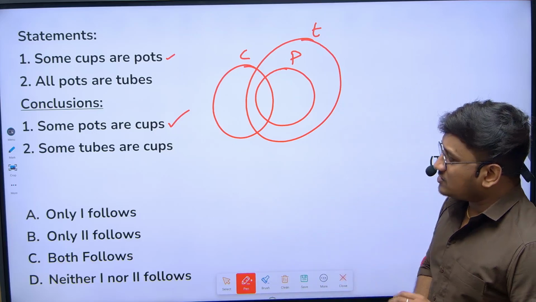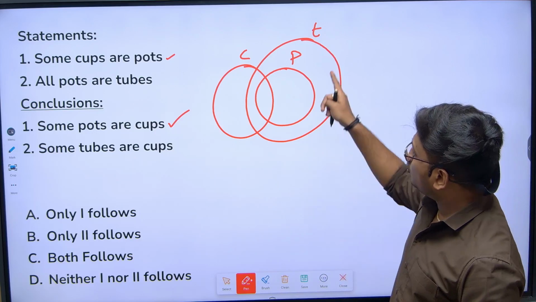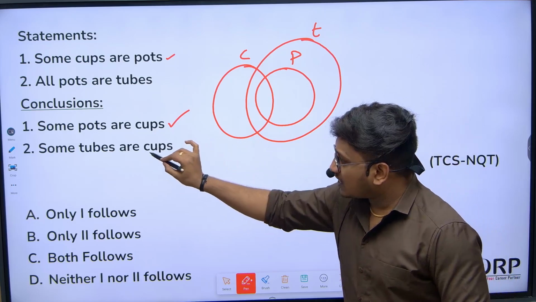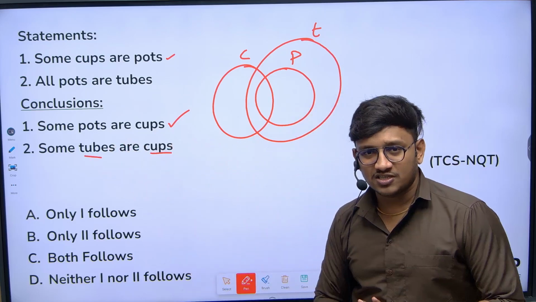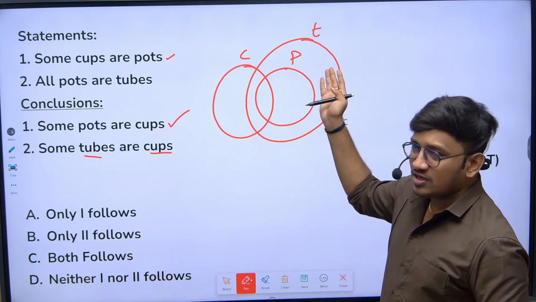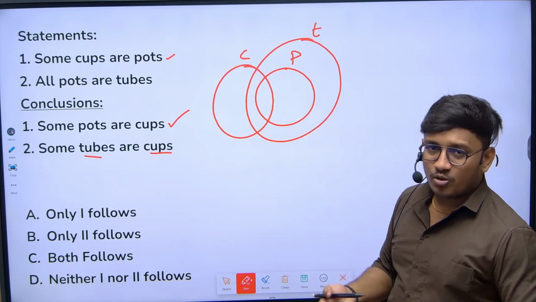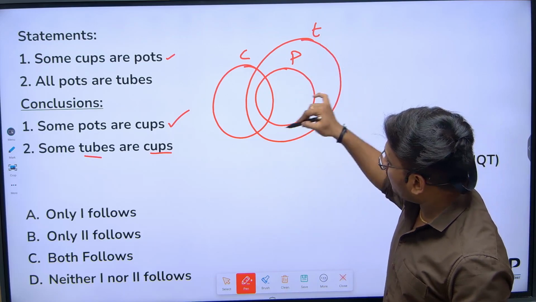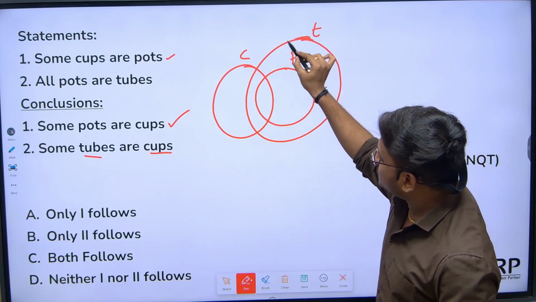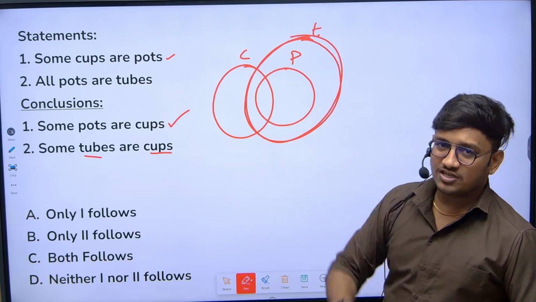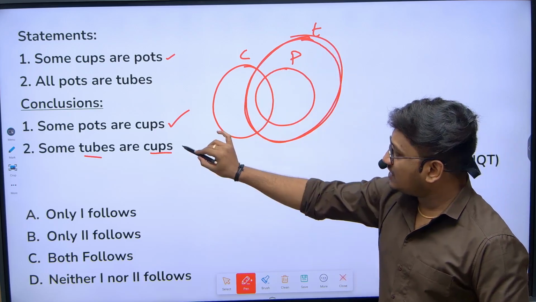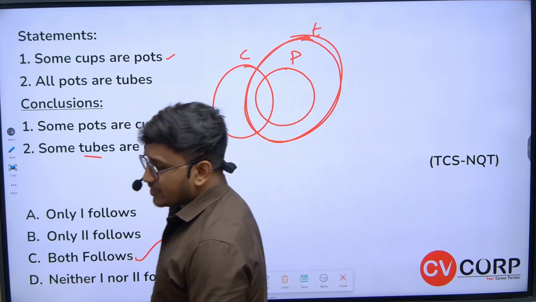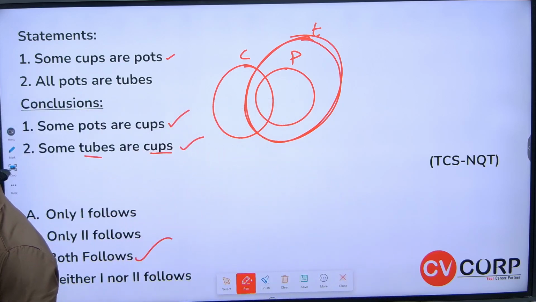Now, some tubes are cups. If you want to prove that wrong, the cups and tube circles should not touch each other. But is it possible to draw the tube circle without touching cups? No, because they have already clearly mentioned some cups are pots. If you draw all pots inside the tubes, the tube circle should touch the cup circle. There is no possibility to prove it wrong, so this is also correct. The correct answer is both follow. I hope you all are clear.